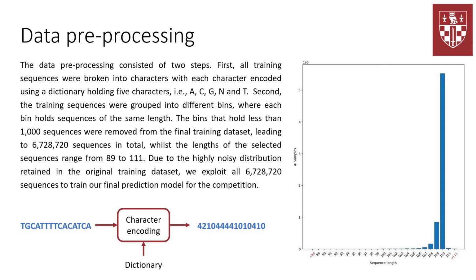The second step was binning. As the training sequences had different lengths, we grouped them into bins where each bin holds sequences of the same length. After that, we discarded the bins that hold less than 1000 sequences. The figure shows the sequences distribution over the selected bins.